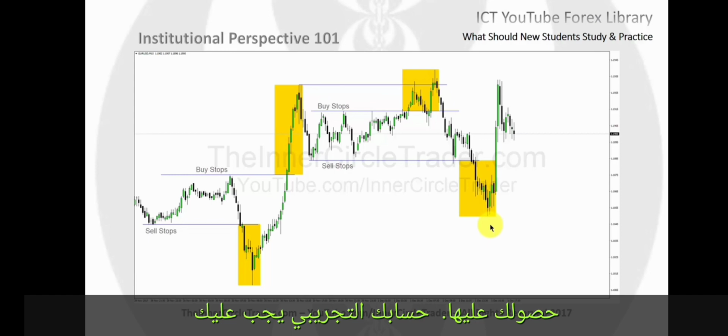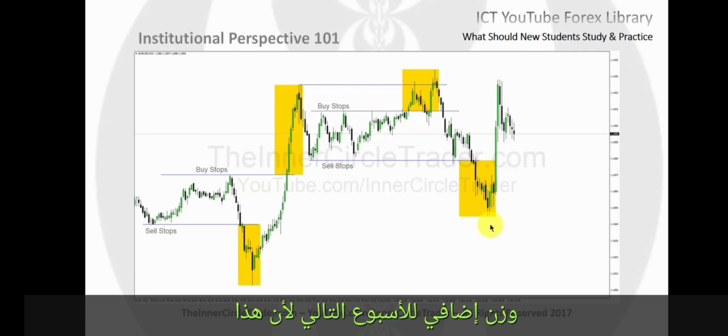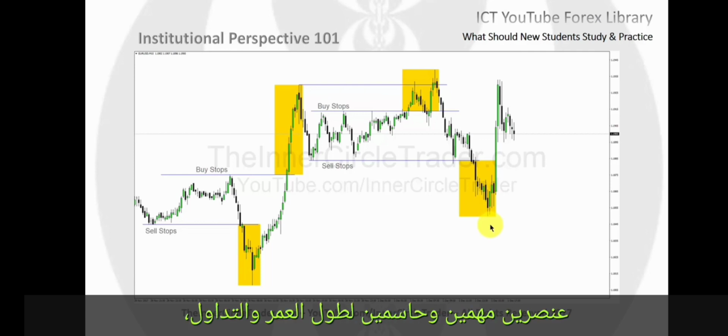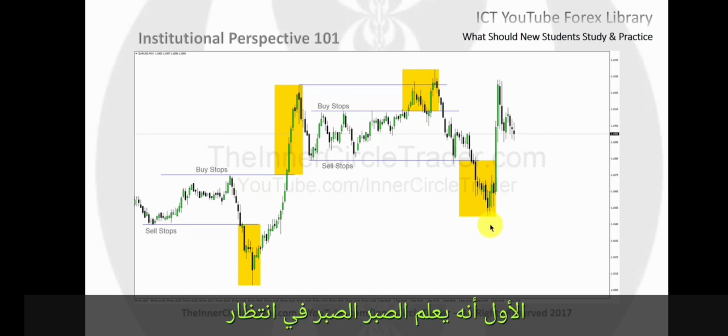In your demo account, you should exercise patience and not do any more. Wait till the next week, because this teaches two important and crucial elements to longevity in trading. Number one, it teaches patience. Patience waiting for the next setup. Now, there's going to be a lot of gyrations in the chart that's going to draw your attention. You're going to want to do something with it.